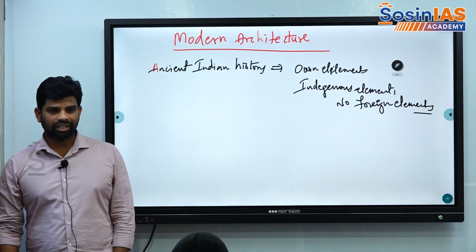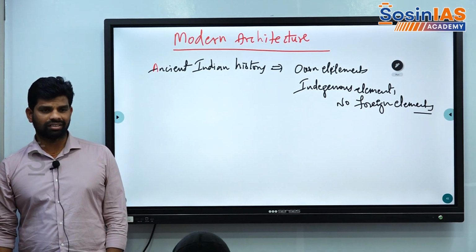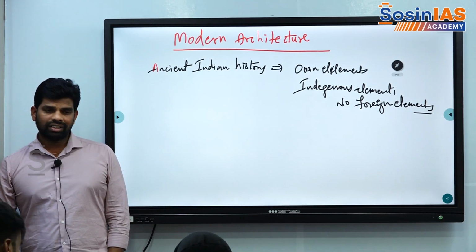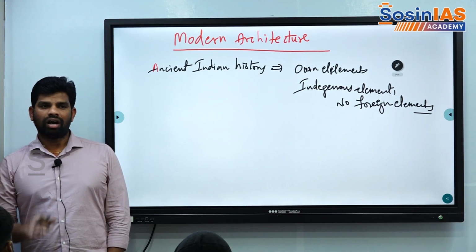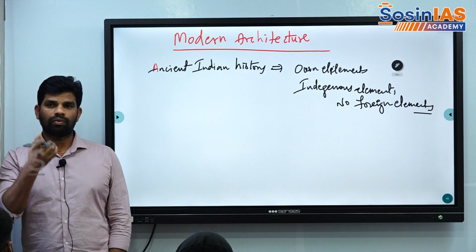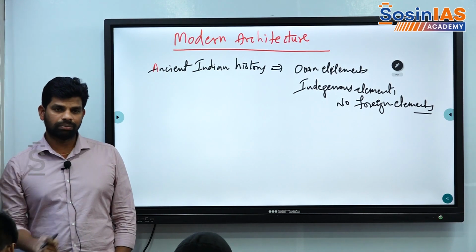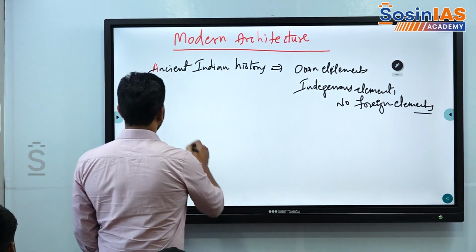If you take Buddhist architecture also, especially the stupa, the chaityas, the viharas, and next the Indian temple architecture, the cave architecture, even the structural altars, all are consisting of our own indigenous elements, especially in ancient Indian history.